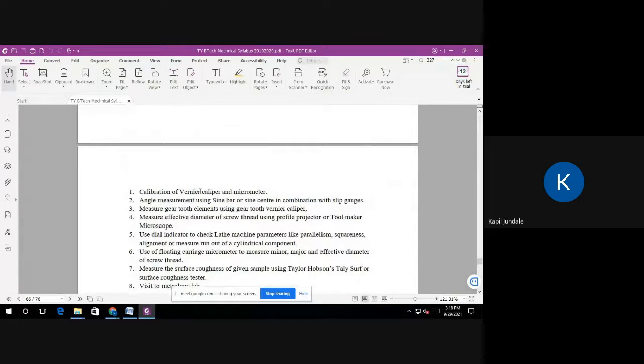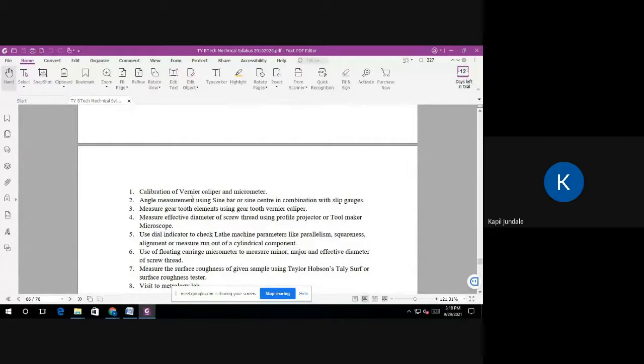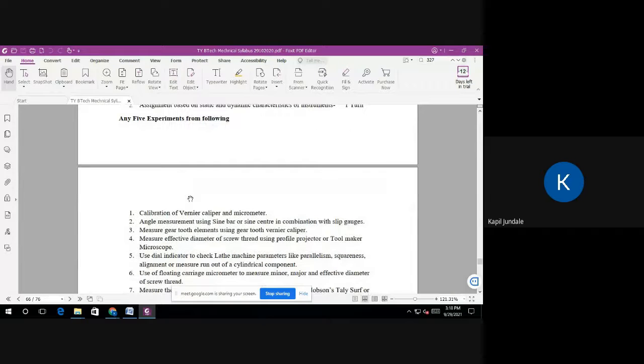Out of that we have to complete 5 or 6 experiments, but we found only two virtual labs related to our metrology. Which ones? This vernier caliper and micrometer.